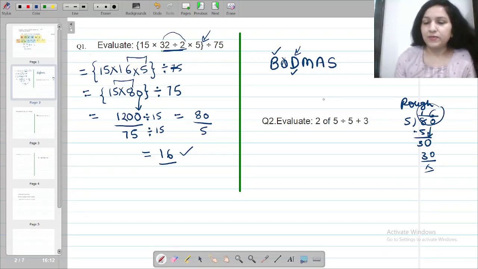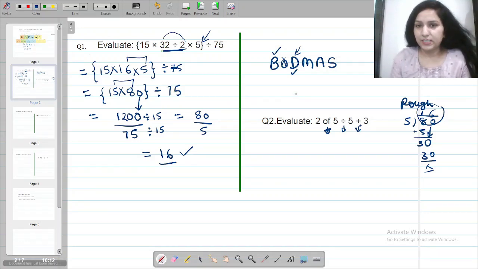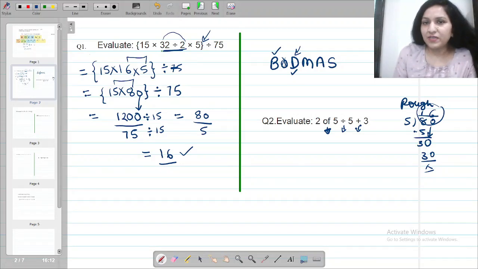Let's do another question. Now we are having three operations here: of, divide, and addition. Please follow BODMAS and see which operation has to be done first. Of is first in this sequence. This is of, this is divide, this is addition. सबसे पहले कौन सा operation आता है? That is of. And I told you what is the meaning of of. That is a multiplication only.